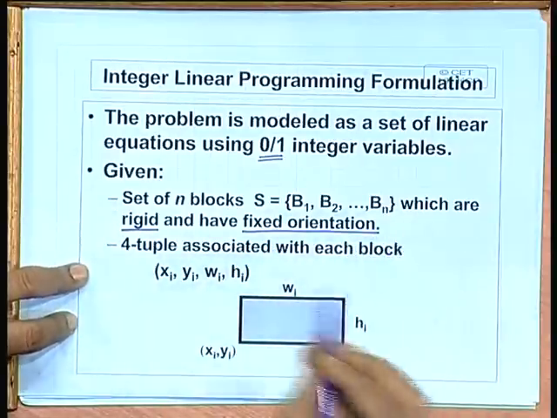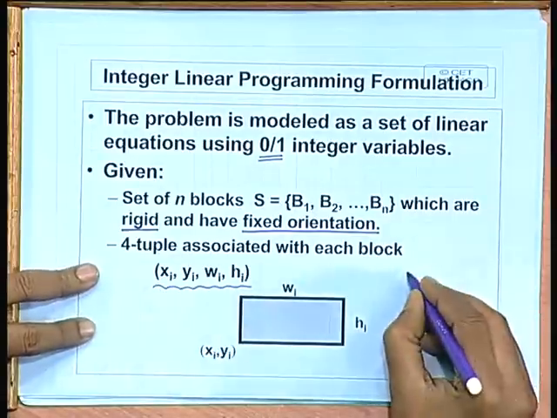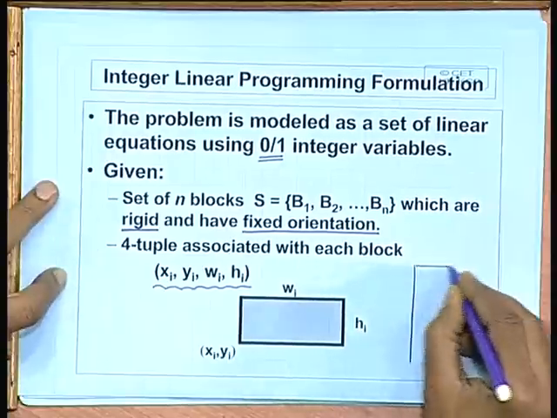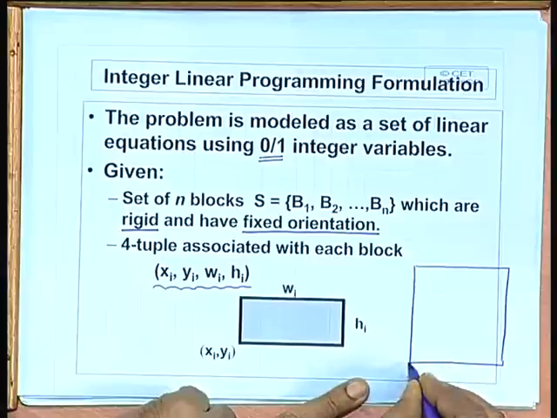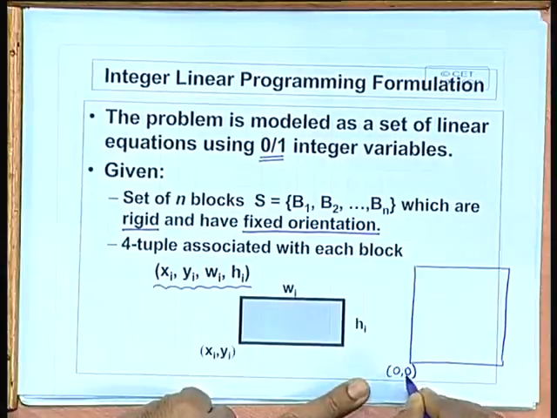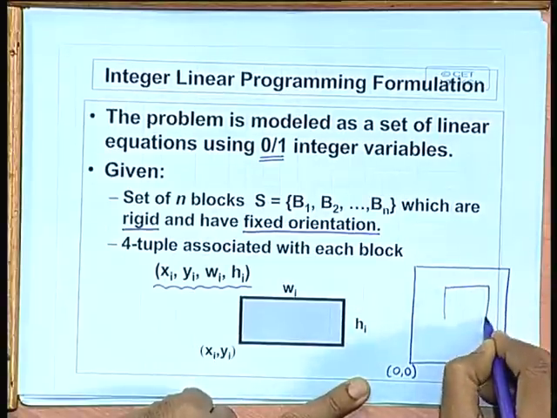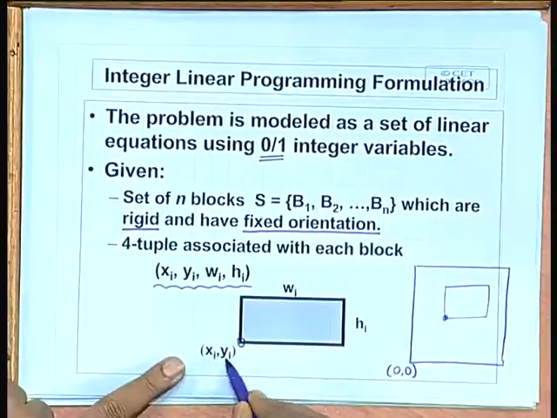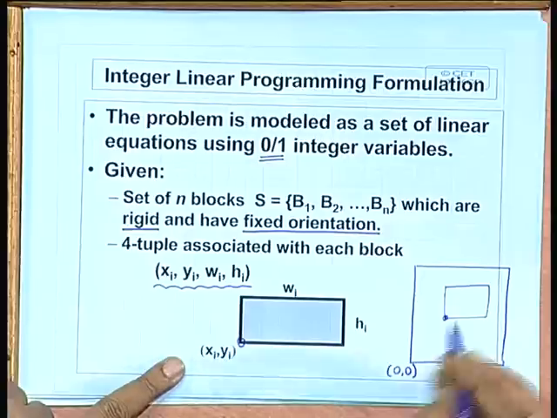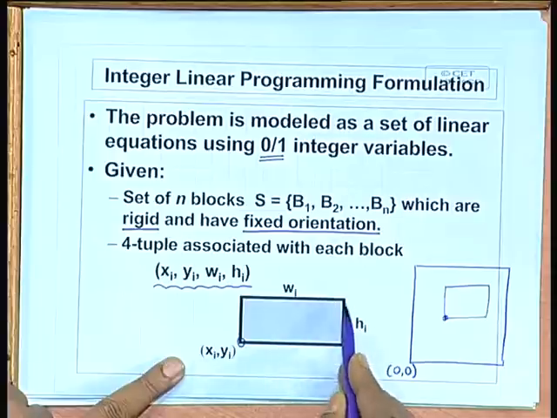And with each block we associate some information. Suppose this is the floor, the overall rectangle. The lower left corner we assume has a coordinate 0, 0, this is the origin. With respect to the origin, whenever you place a block somewhere, this lower left coordinate is assumed to have a coordinate of xi and yi. So, xi, yi is the coordinate of the lower left corner, wi is the width and hi is the height.